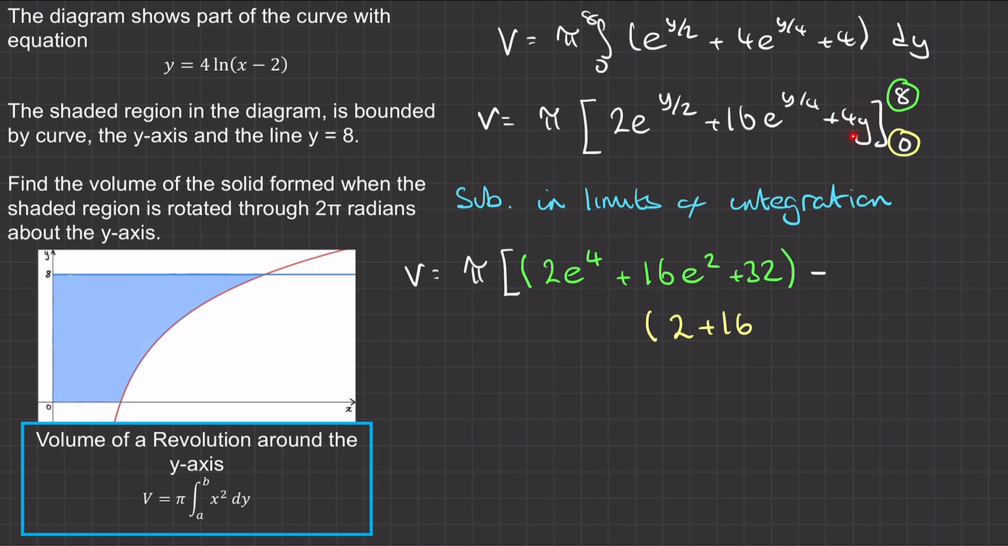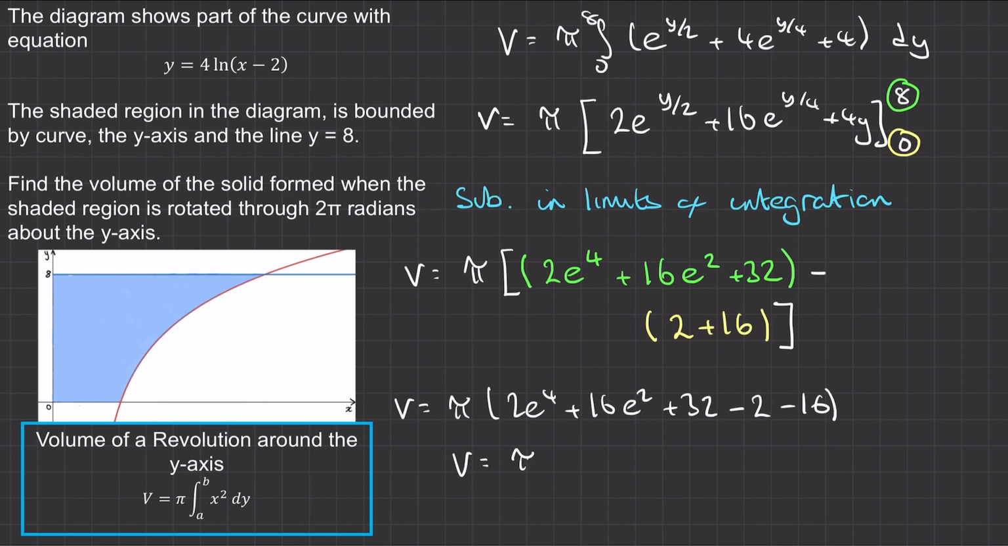And then 4 lots of 0 is 0, so we'll close that bracket and the final bracket as well. So now this becomes V is equal to pi times 2e to the 4 plus 16e squared plus the 32 minus the 2 minus the 16. So this gives us our volume is pi lots of 2e to the 4 plus 16e squared plus 14. And I'll leave it in that form so it's exact. And this is in units cubed.